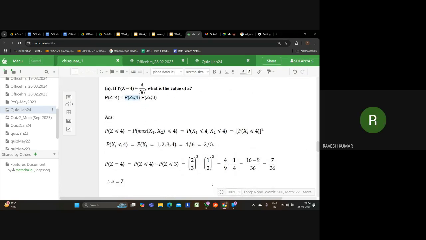Why the whole square? The probability of xi less than or equal to x is 2 by 3, right? But the probability of z less than or equal to 4 is the probability of xi less than or equal to 4, the whole square, right? We want the probability of z less than or equal to 4, hence the whole square.